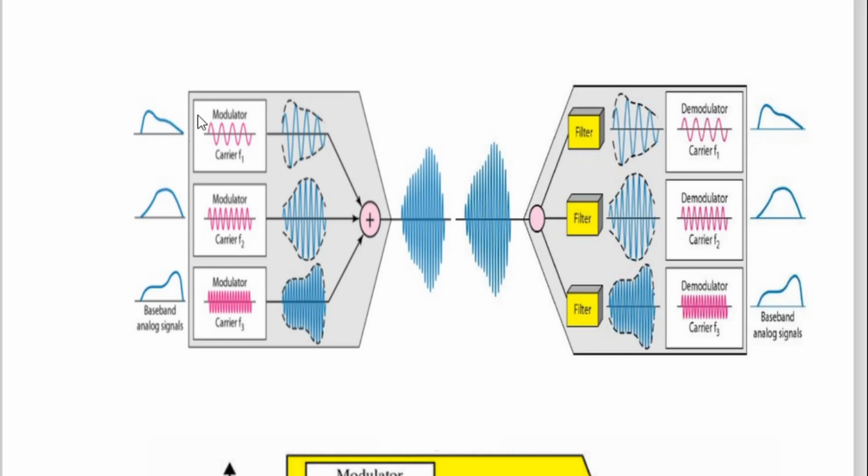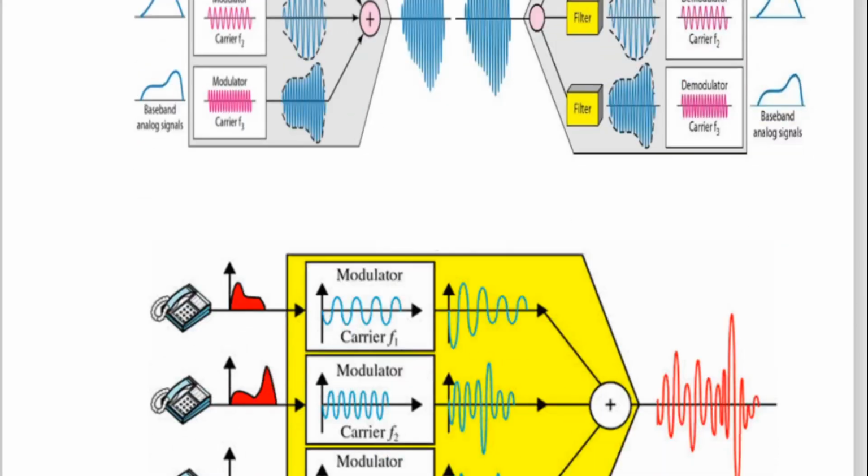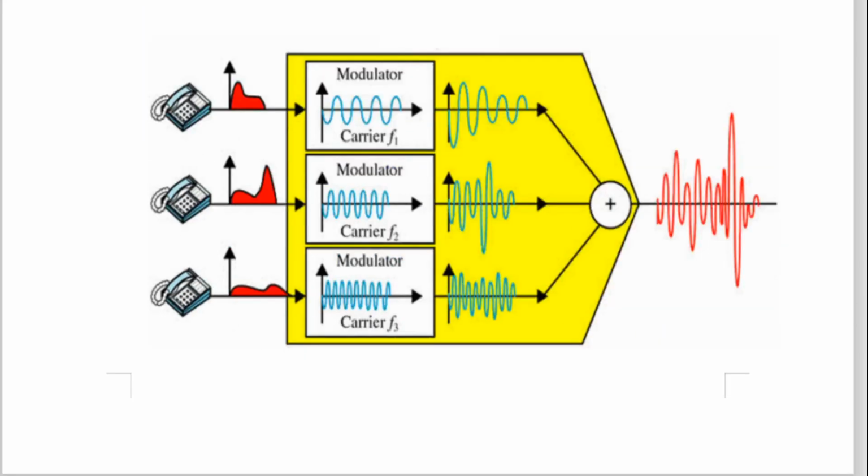See, this information is exactly here. This information is exactly here. Here modulation is done with different carriers. Here demodulation is done and carriers are separated. One more diagram is there. You can just watch this diagram and understand in the same manner.